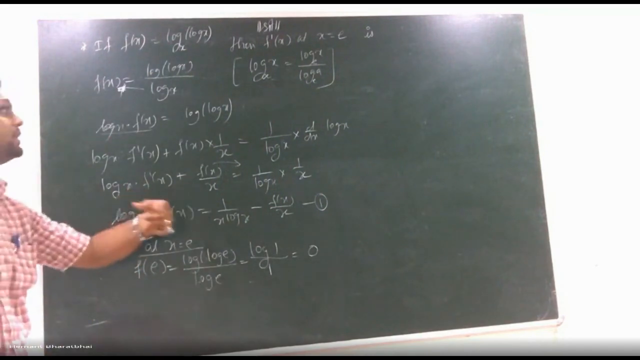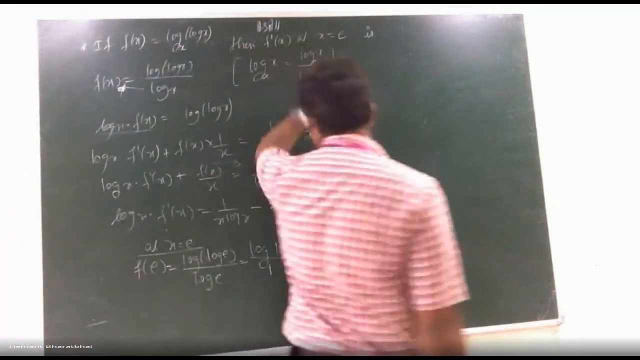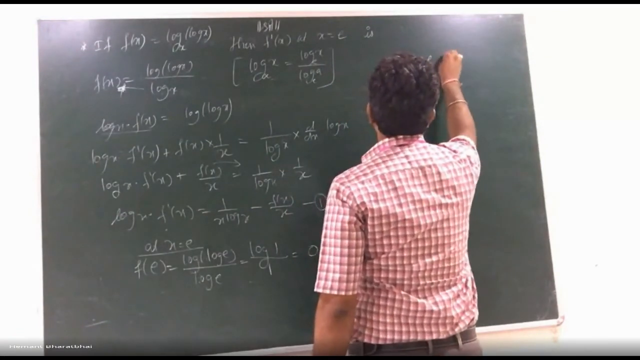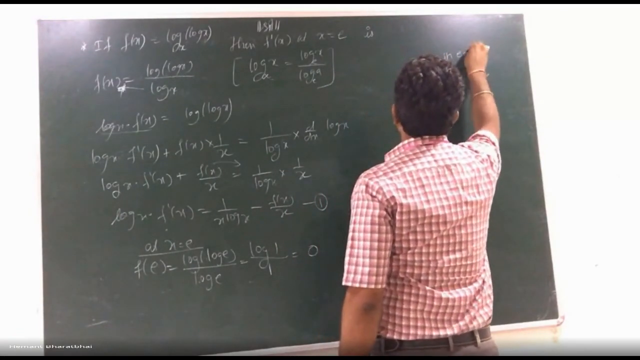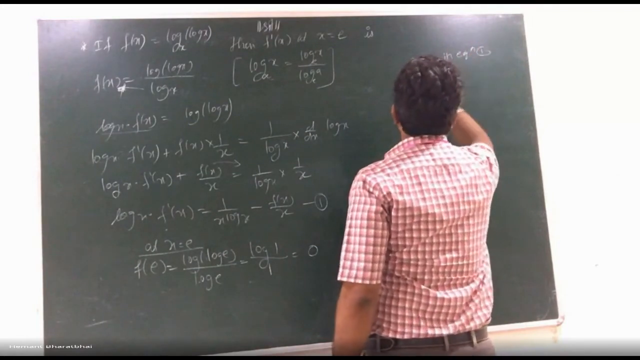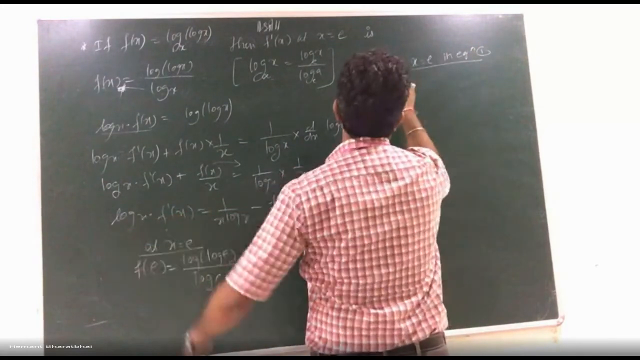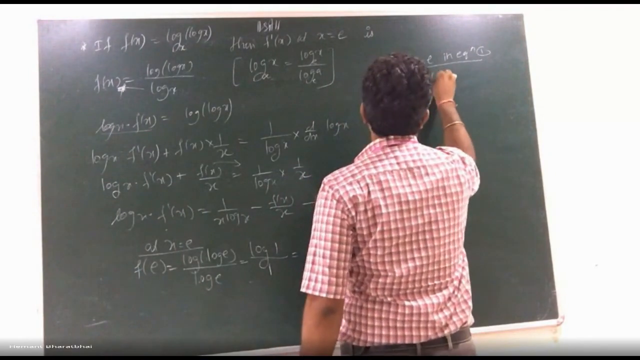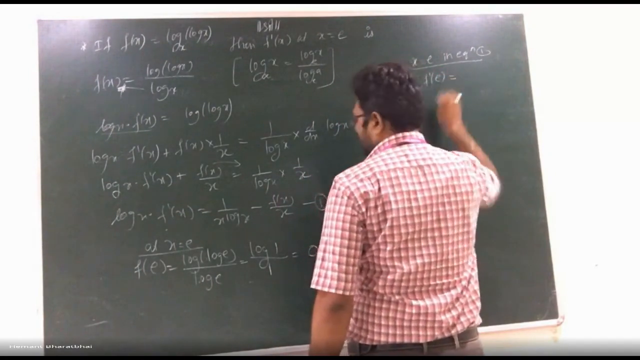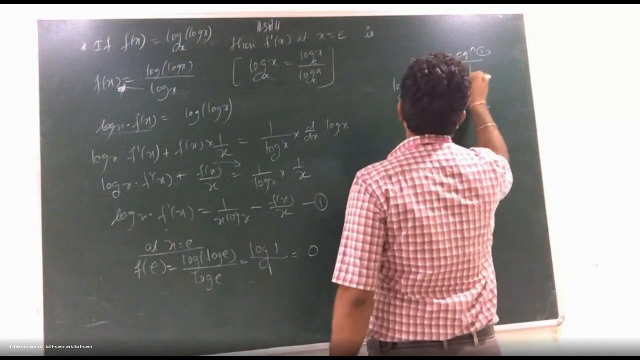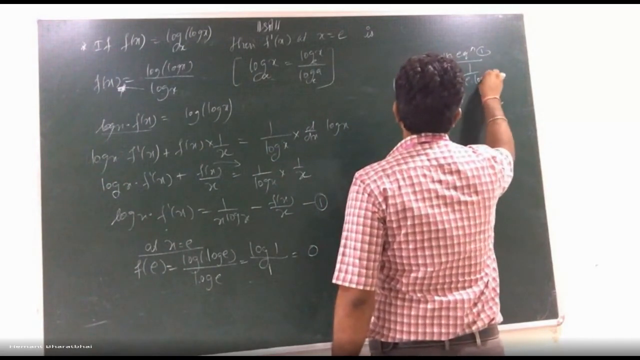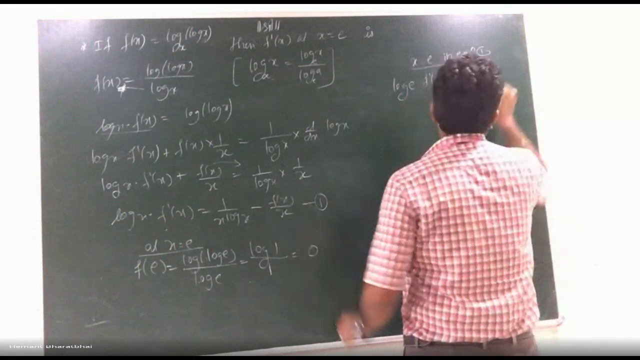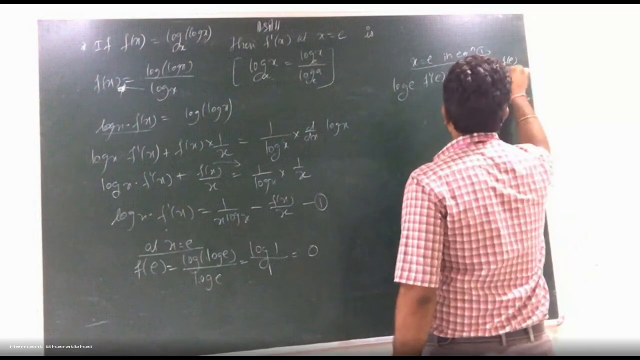Now let's find out what is being asked. Let's put x is equal to e on equation number 1. Therefore I'll get log e into f'(e) is equal to 1 upon e into log e minus f(e) upon e.